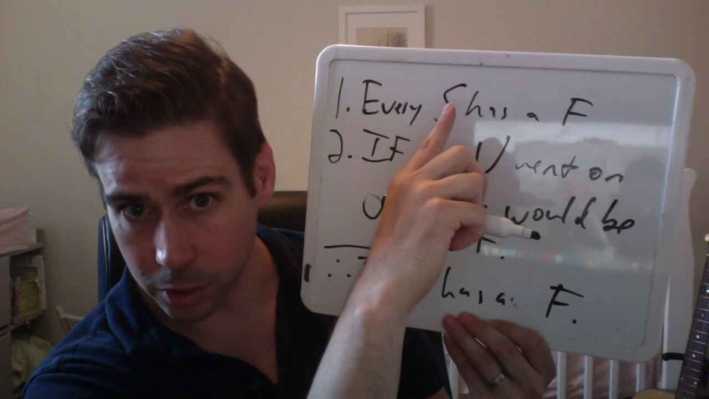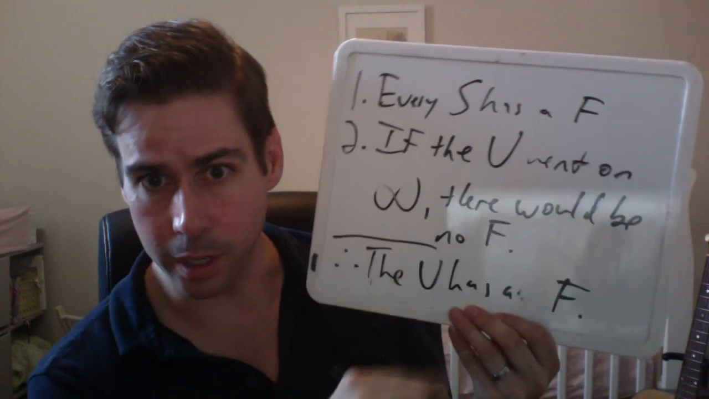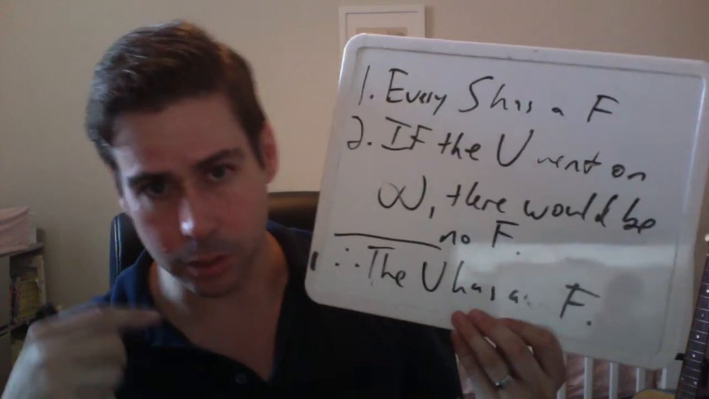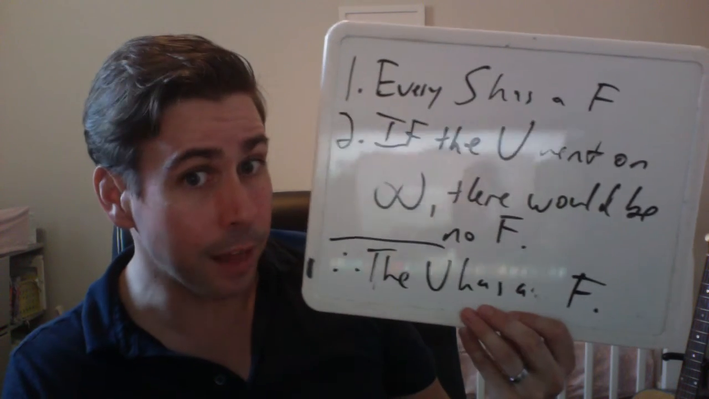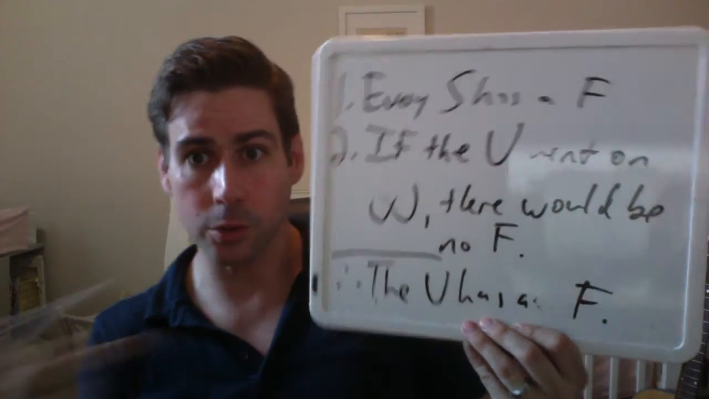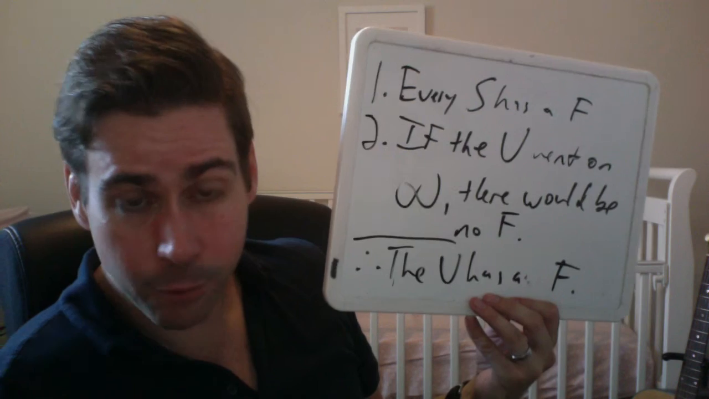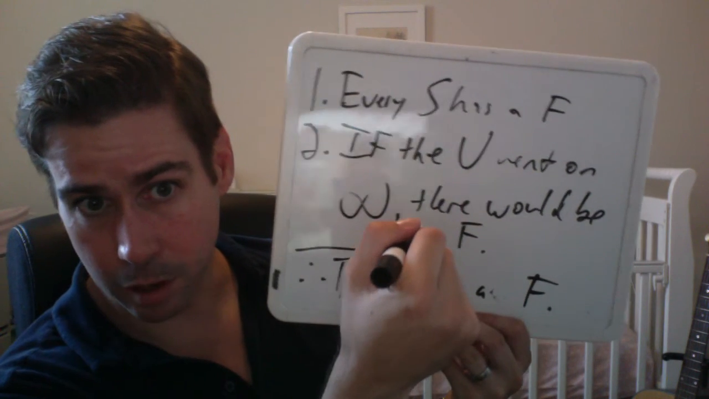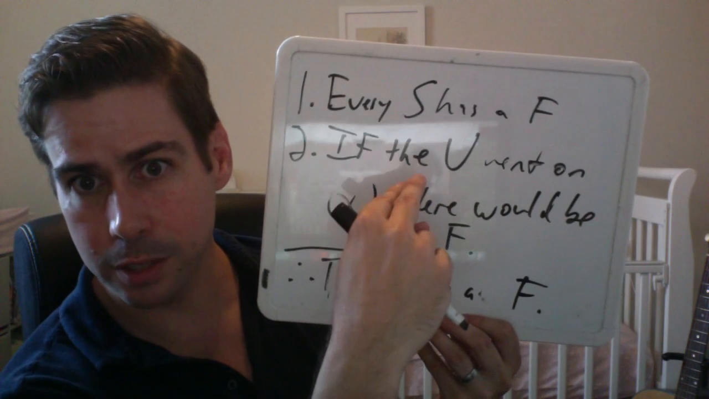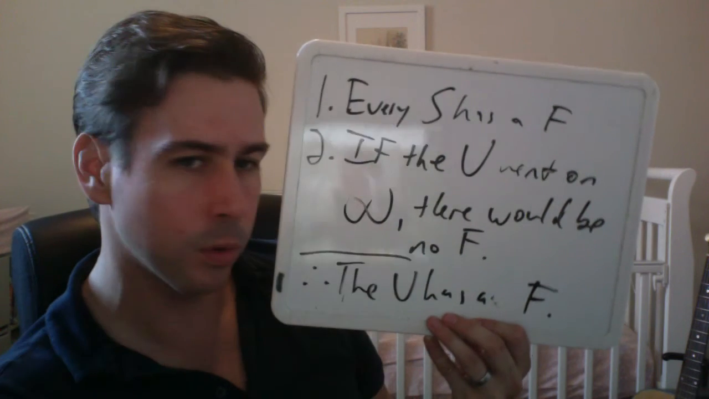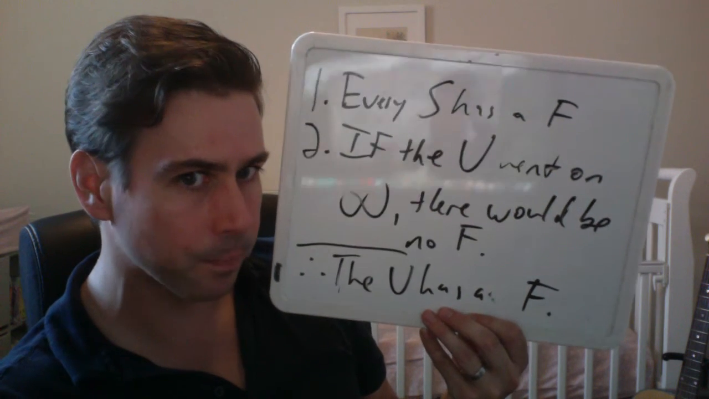So he says, if the universe goes on infinitely, there'd be no first cause, but there has to be a first cause, so the universe can't go on infinitely. It has a first cause. It is valid. If both premises are true, they do entail this. So, we're halfway to a proof. All we need to know now is whether these two things are true. That's kind of a big thing to know.